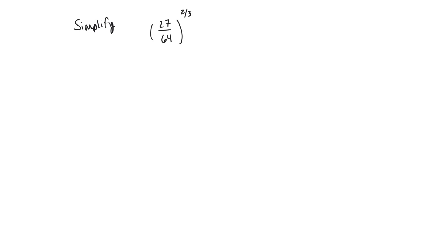In this problem, we need to simplify 27/64 to the 2/3 power. Okay, so let's see, 2/3 power. We have a numerator and denominator with that exponent. So the numerator of the exponent, that's telling us that we're going to square it. That's telling us what to do with the power. The denominator of the exponent is telling us that that's the type of root that we have.